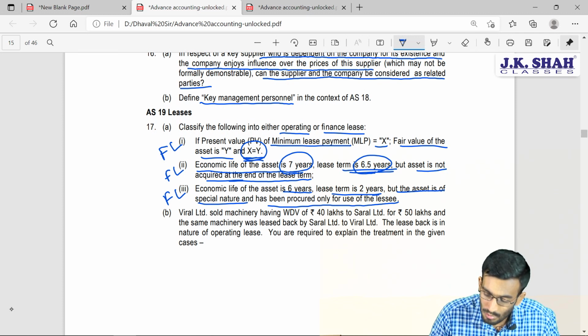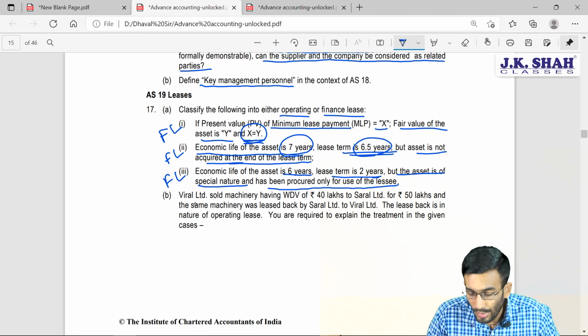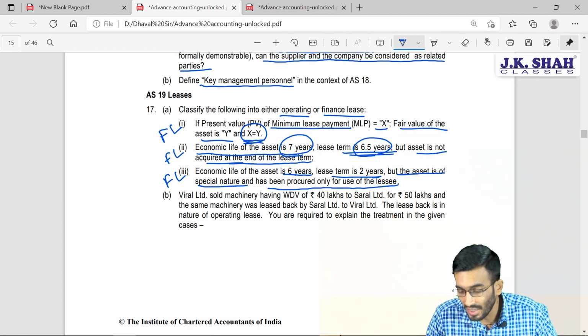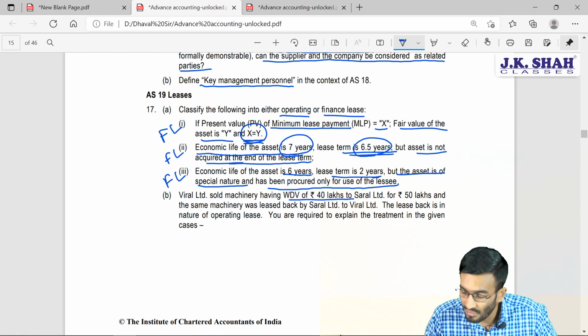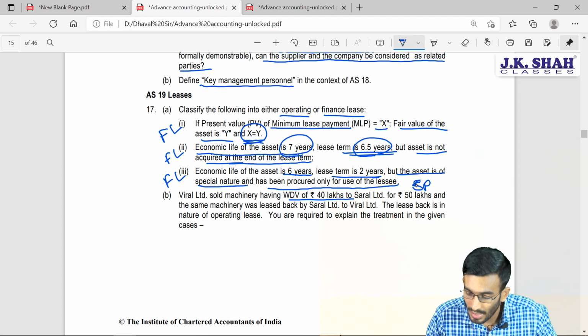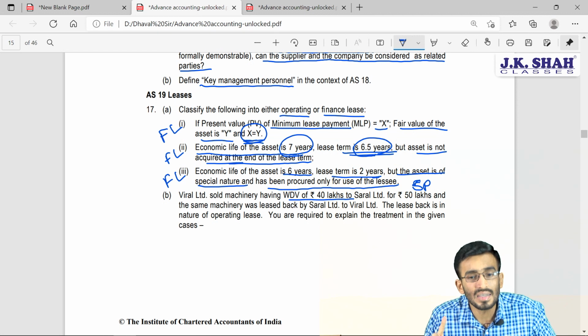Now let us move to the next question. Viral Limited sold machinery having a WDV of 40 lakhs, which is nothing but the book value, to Saral Limited for 50 lakhs. That is nothing but the selling price. And the same machine was leased back by Saral Limited to Viral Limited.